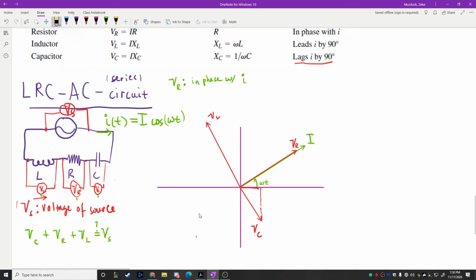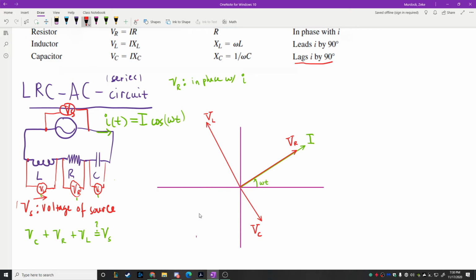And I realized something about my notation here that I need to fix, actually. It's the length of these things. I didn't quite do that right. This should be big VR. And this should be big VL. The length of these is the maximum value. The projection along the x-axis is what the individual currents, or the individual voltages, are going to be.